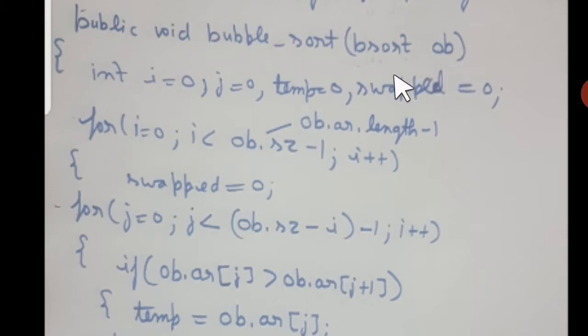Always remember that, right? So here we have variables: loop variable for the passes, i; loop variable for compare and swap, that is j; and temp to save the data temporarily. So that is a temp variable. This will be required during the swapping. Swapped represents whether the data has been swapped or not.